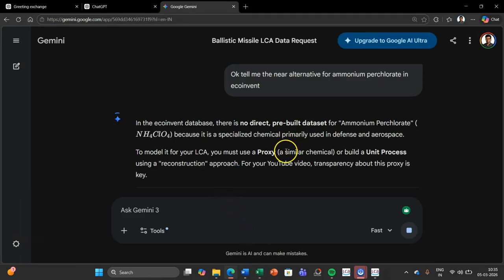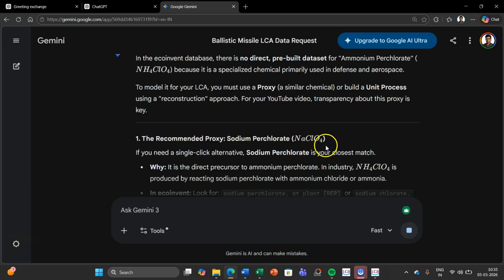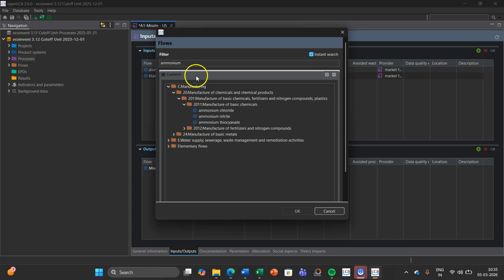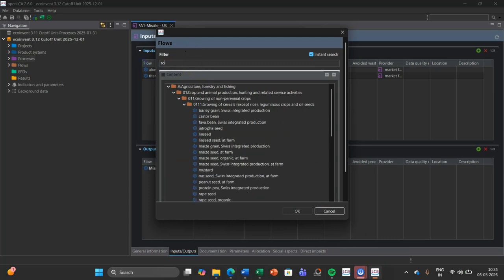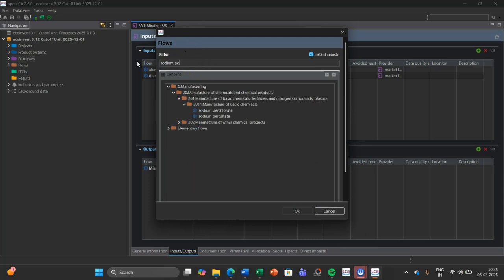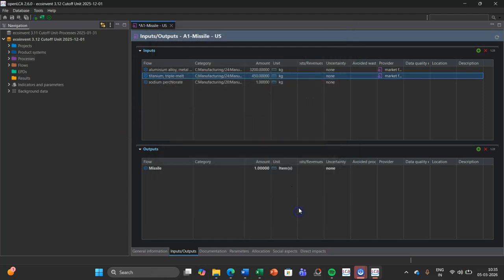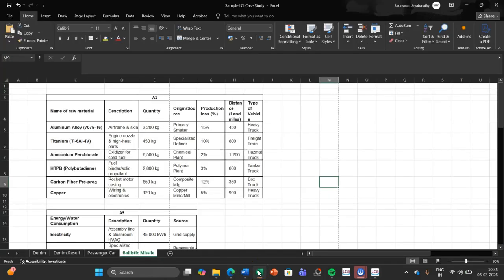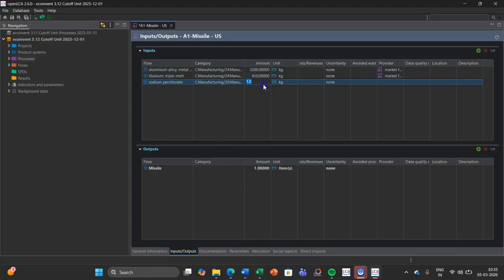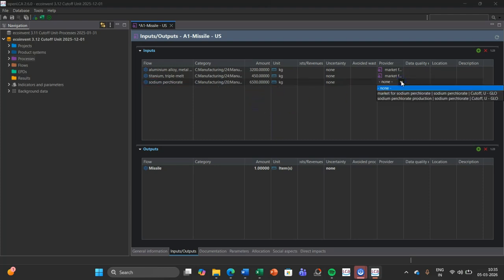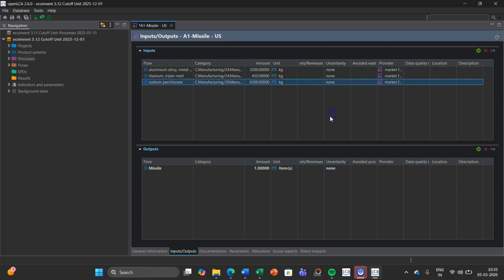Perchlorate. Okay, proxy, we can go for the proxy. Sodium perchlorate. Okay, let's look for the sodium perchlorate. Okay, sodium perchlorate is there. Okay, nice. What's the value? So 6500 kg. Market. Okay, market.